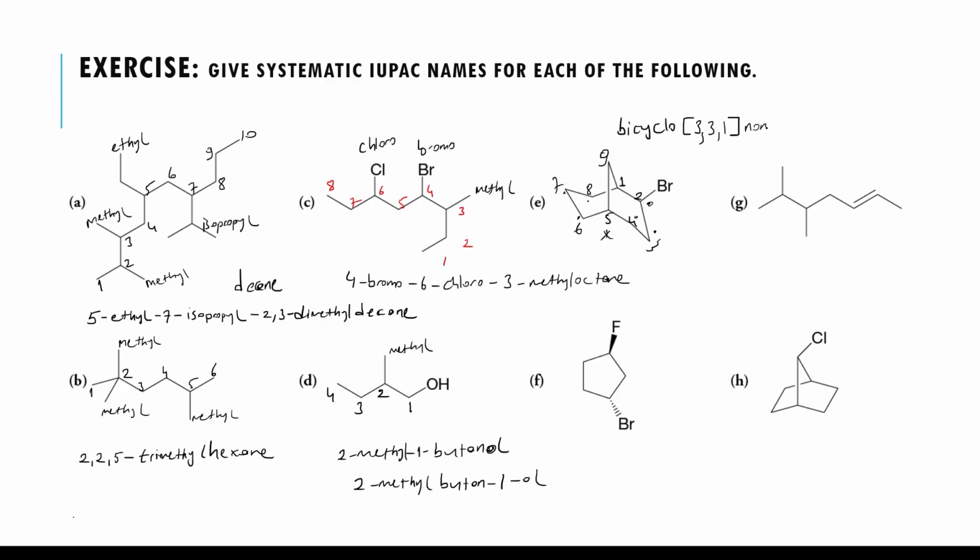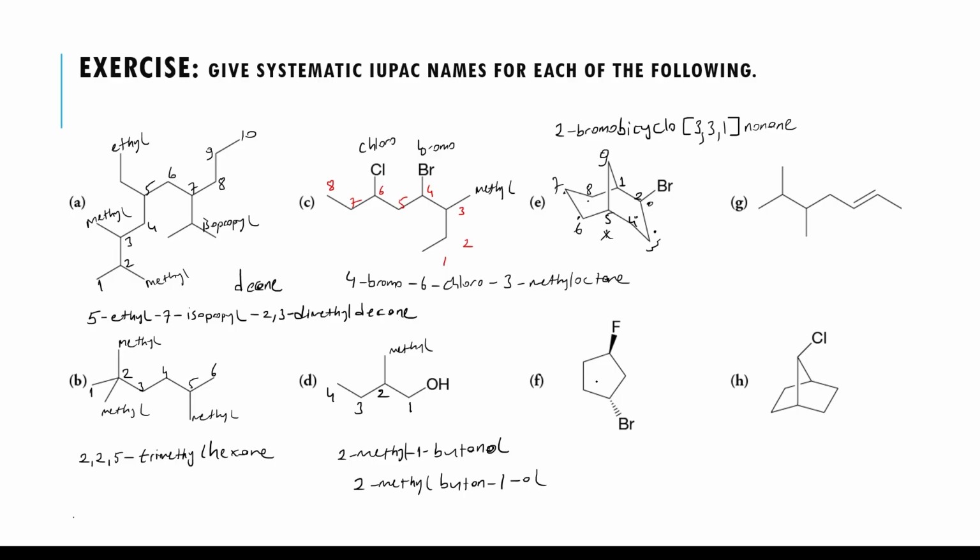Then it's nonane, because I have in total 9 carbons. And also I have to say the position of my substituent, it's 2-bromo, right? So you have to start with the substituent: 2-bromobicyclo[3.3.1]nonane. So this is for E.